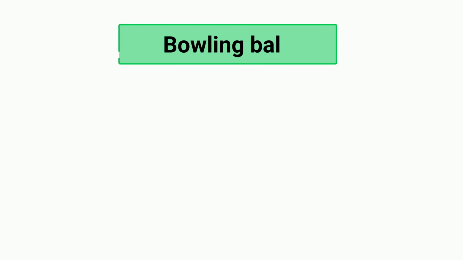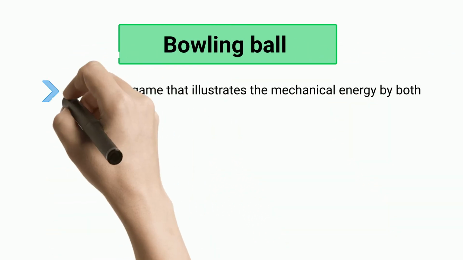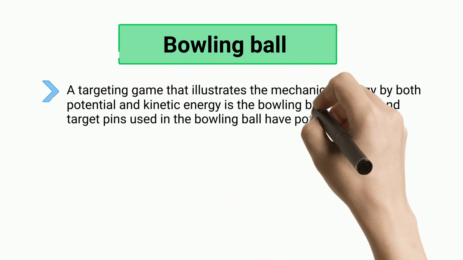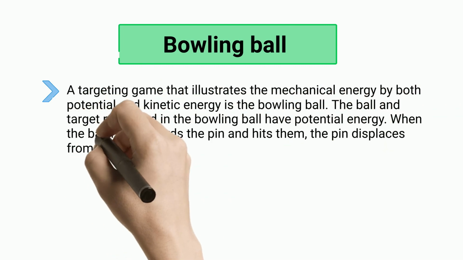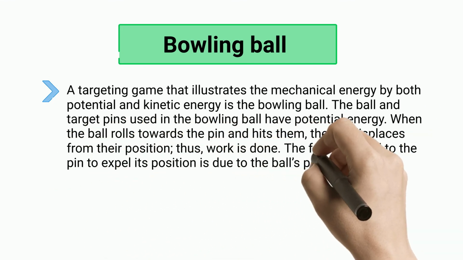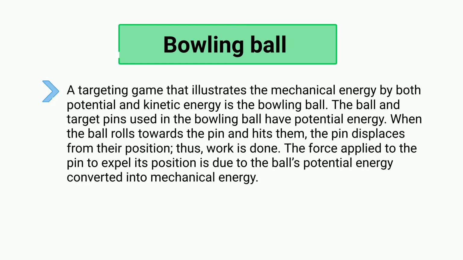Bowling ball. A targeting game that illustrates the mechanical energy by both potential and kinetic energy is the bowling ball. The ball and target pins used in bowling have potential energy. When the ball rolls towards the pins and hits them, the pins are displaced from their position, thus work is done. The force applied to the pins to expel them from their position is due to the ball's potential energy converted into mechanical energy.